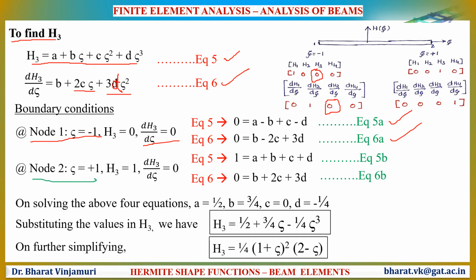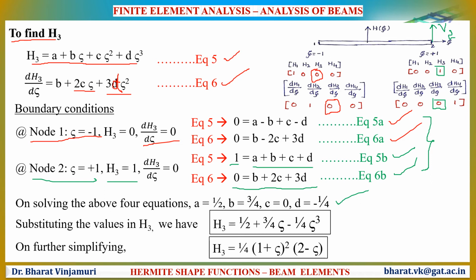Applying the boundary conditions at node 2, the value of zeta is equal to plus 1. The value of H3 is 1. We have got a shape function here, since H3 represents the transverse displacement V2. Since V2 is available at node 2, this value will be equal to 1 and its first derivative will be 0. So the equations are 1 is equal to a plus b plus c plus d as well as 0 is equal to b plus 2c plus 3d. We have got once again the four equations.